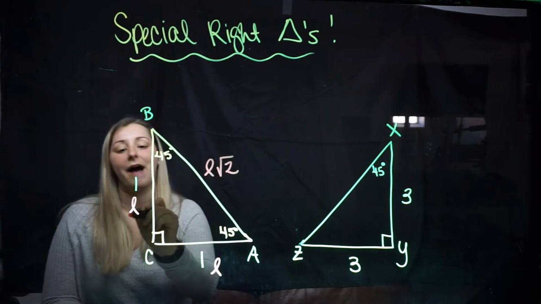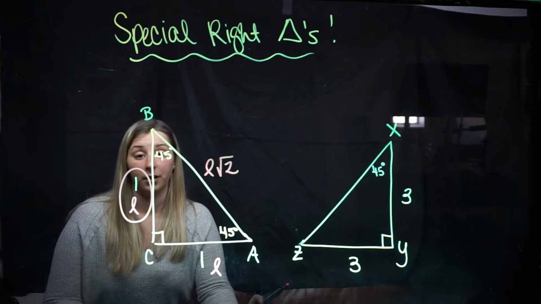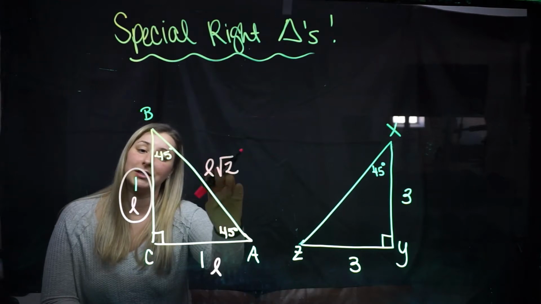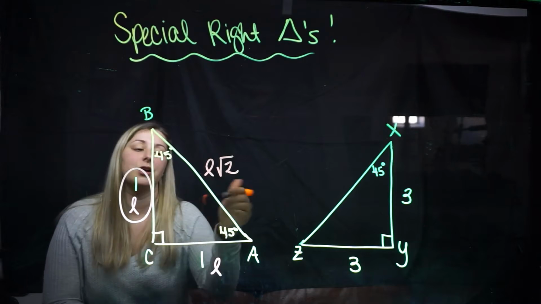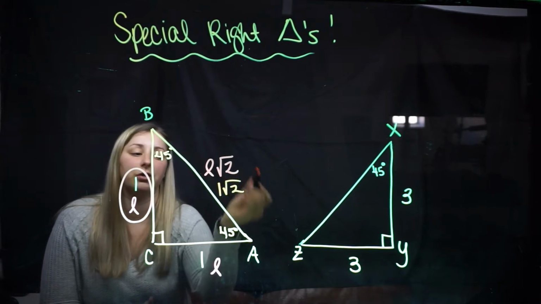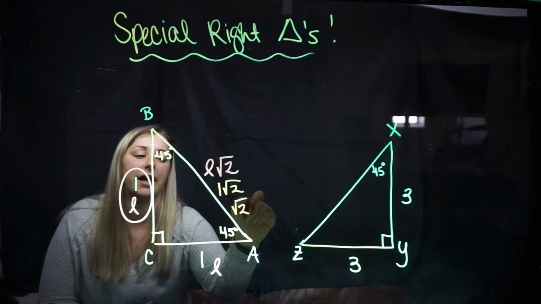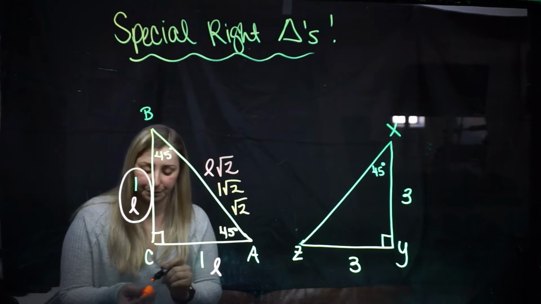Well, think about what you have. You have L is equal to 1. If L is equal to 1, I can just substitute that in here. So instead of L, just replace L with 1. Here you have 1 rad 2, or just rad 2, obviously, in this case. So the length of that hypotenuse there is rad 2.